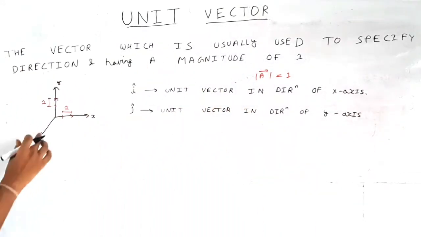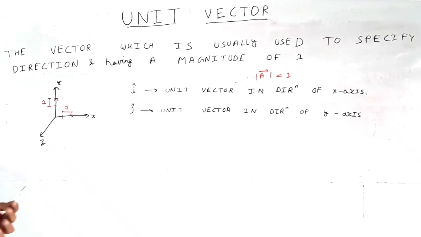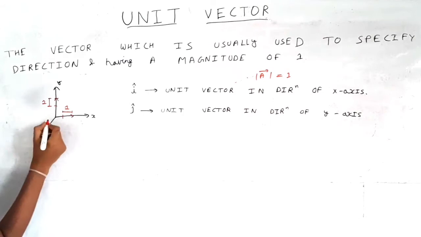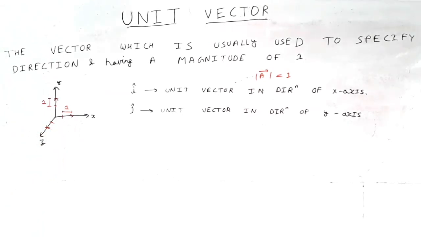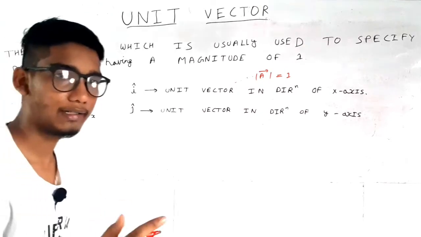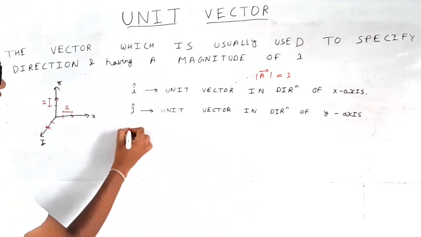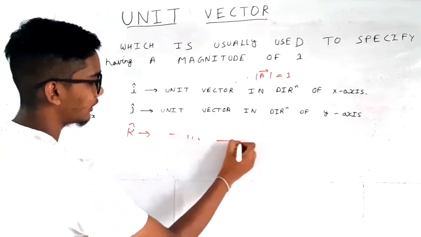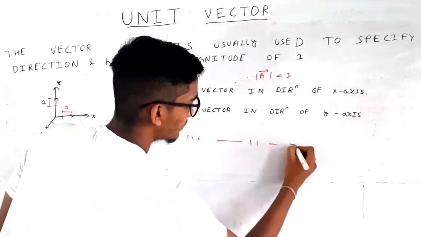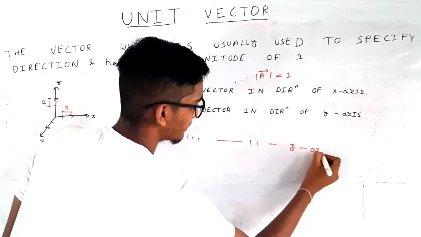Then we talk about the z-axis. Similarly, we take a unit vector having a magnitude of 1 in the z-axis. It is called k cap, which will give the direction of a vector in the z-axis. So k cap is the unit vector in the direction of the z-axis.